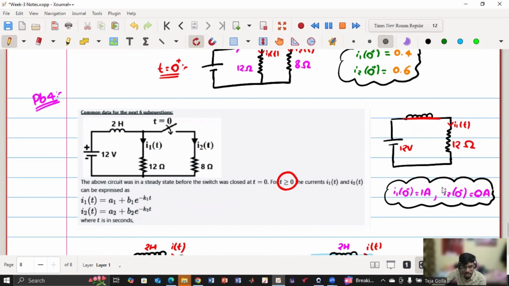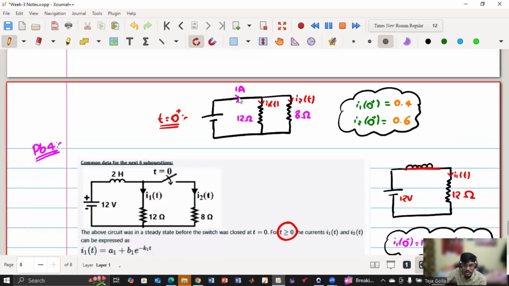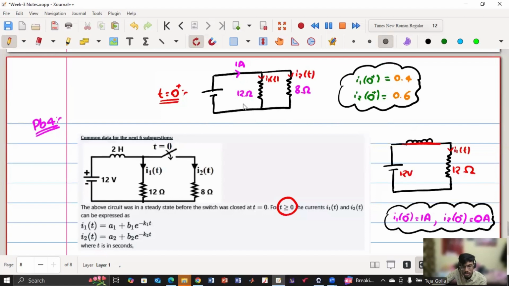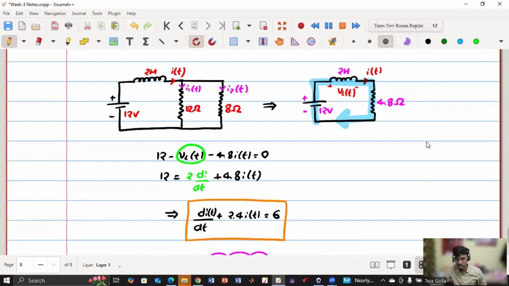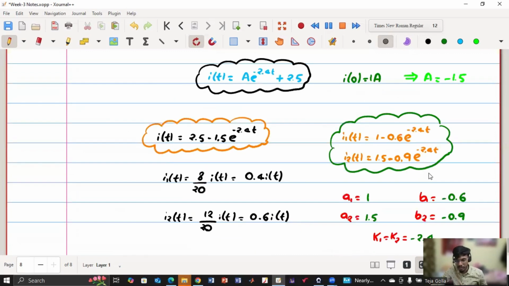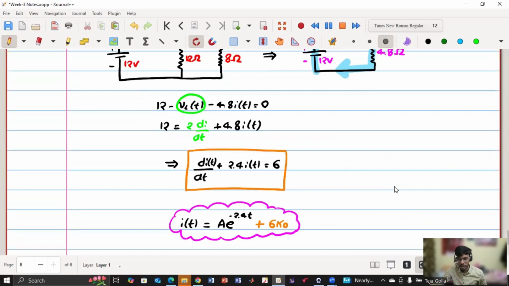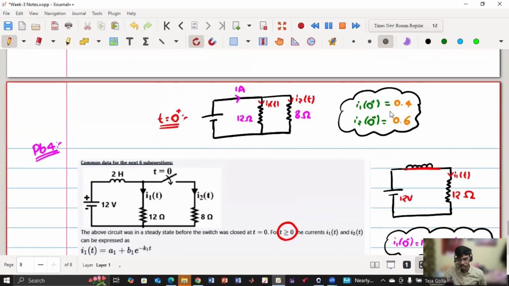Because it's a resistor, the current through the resistor can change drastically. Also the voltage can change drastically, but for the inductor, the current cannot change drastically. So before t equals to 0 and after t equals to 0, it is also 1 ampere. Only the currents in the resistors are changing accordingly. Got it? Is this clear? So that you will not make this mistake. So A1 plus B1 is 0.4, A2 plus B2 is 0.6. Get it?